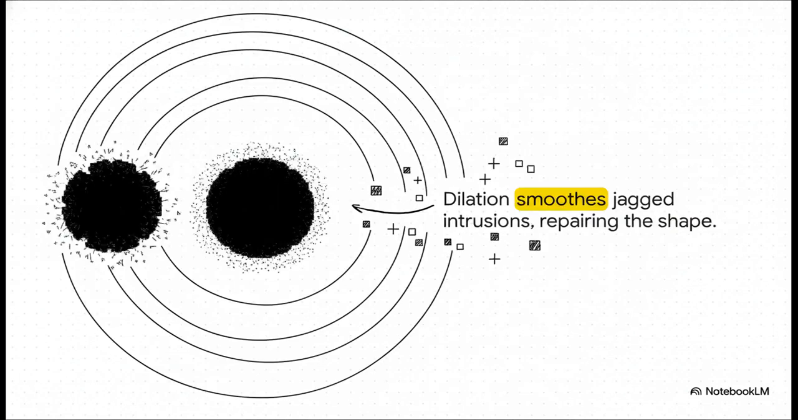Dilation is also fantastic for smoothing out rough edges. See the circle on the left? It's all jagged and uneven. But because dilation is all about adding pixels, it naturally fills in those little nooks and crannies, giving us the much smoother, much cleaner circle you see on the right.